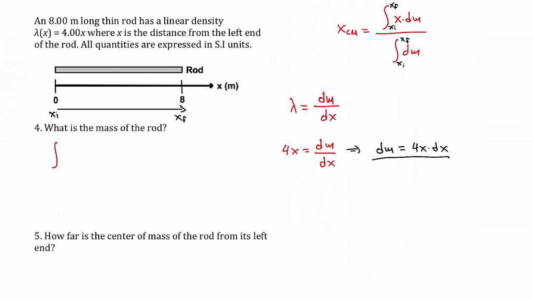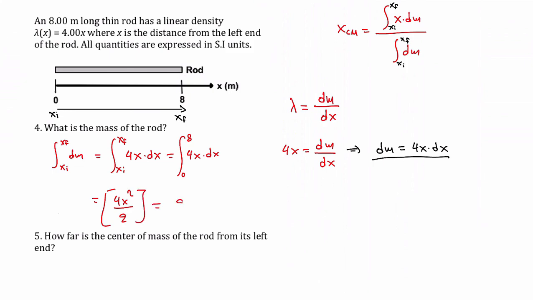So actually we can say that the integration from x initial to x final of dm, if we replace the dm, will be 4x dx, and if we calculate the integral from 0 to 8 of 4x dx, the result is the integral of 4x, so 4x squared over 2, which is 2x squared, and we need to substitute x equal to 8 and x equal to 0. 8 to the power of 2 is 64, 2 times 64 is 128 minus 0, so the value of the mass is 128 kg.